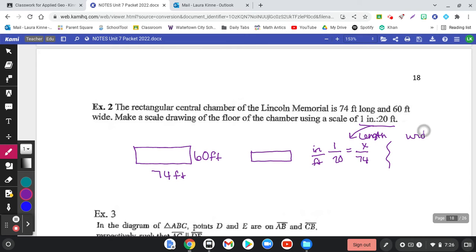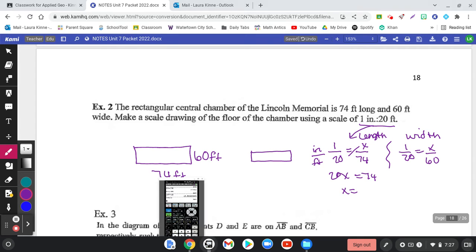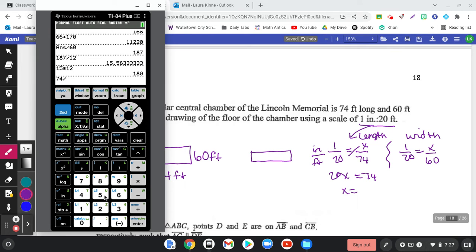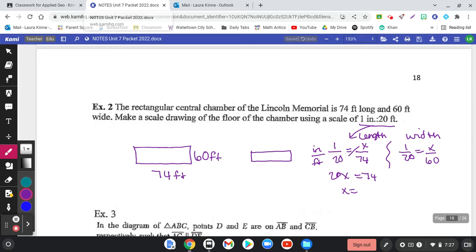And then to figure out the width, we'll set up a second proportion. 1 over 20 equals x over 60. All right, and then we can just cross multiply. So 20x equals 74. Divide by 20. 74 divided by 20 is 3.7 inches. Because again, we're taking the actual and making a replica of it.